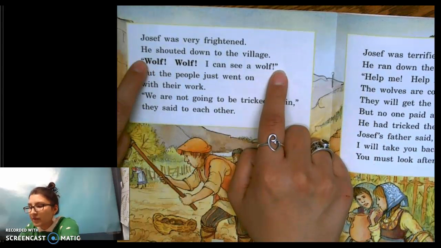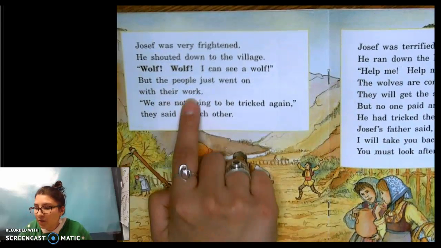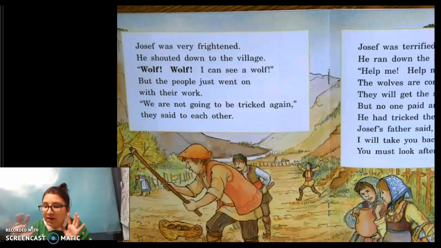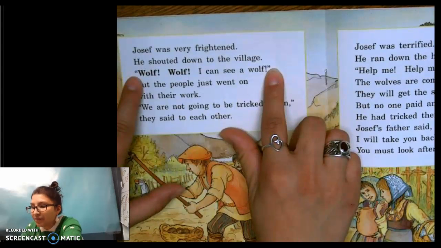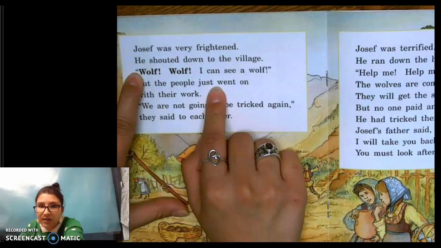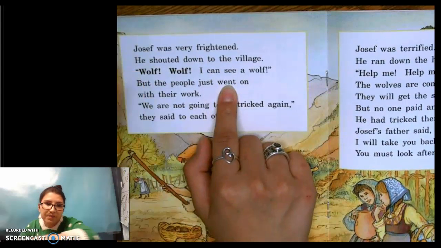This lets us know someone is talking, but the people just went on with their work. So I know this is Joseph talking right here. He's shouting out to the townspeople. So this right here lets me, the reader, know that this is a dialogue. Joseph is talking to who? The village people, all right?